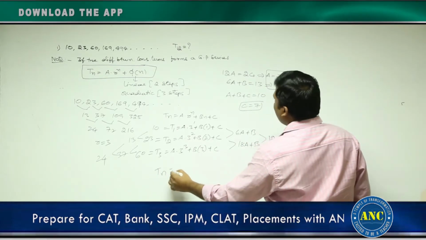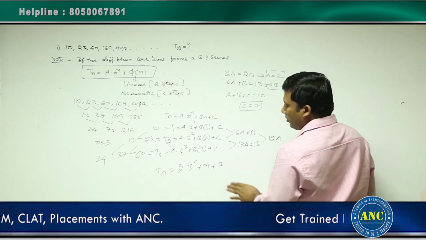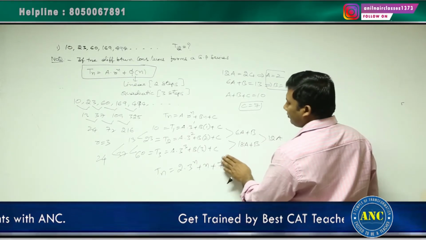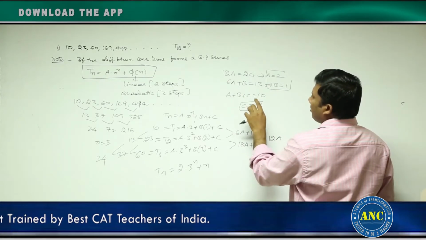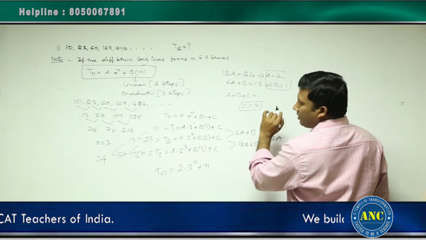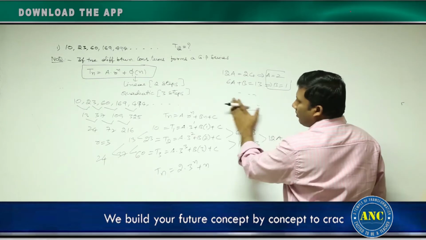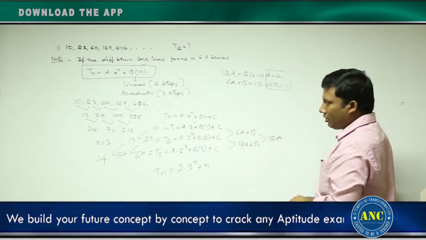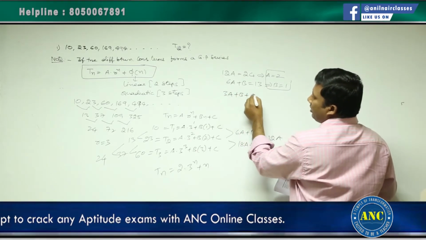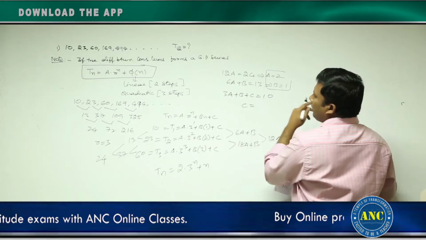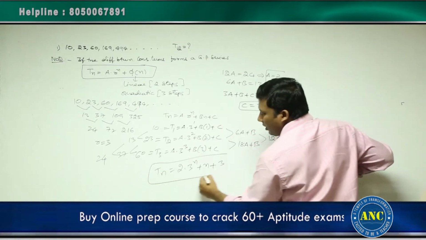So Tn will become a into r power n plus bn plus c. C is how much, sir? A is 2, b is 1. Wait, 1 minute. 3a plus b plus c is equivalent to 10. So c is equivalent to 3. The answer is 2 into 3 power n plus n plus 3.